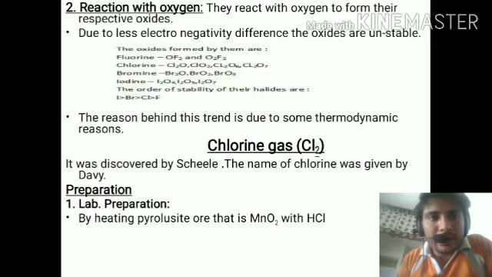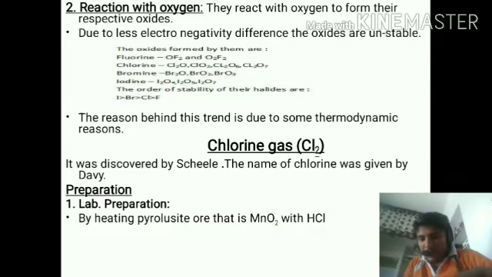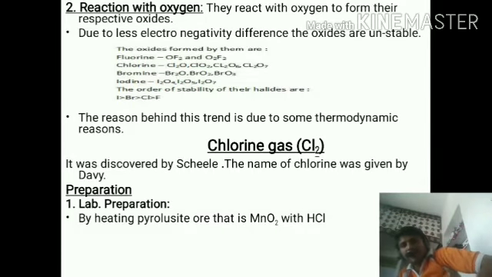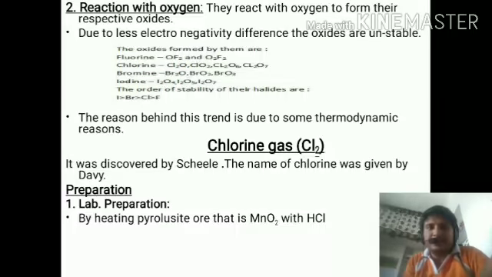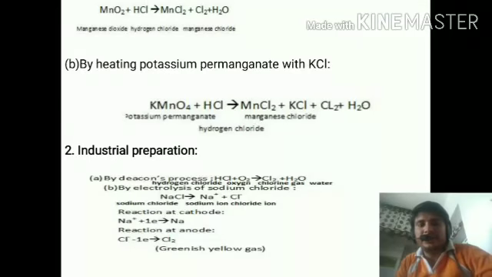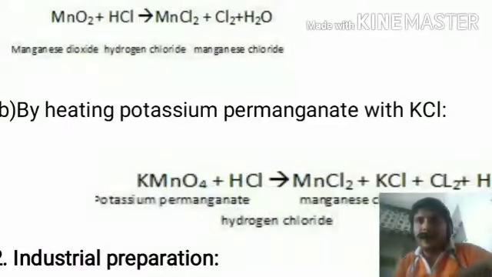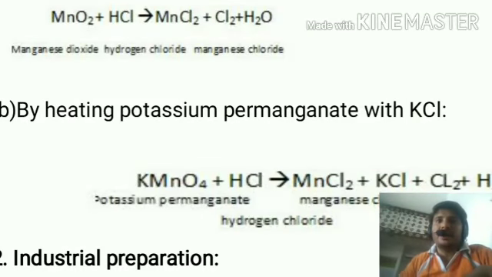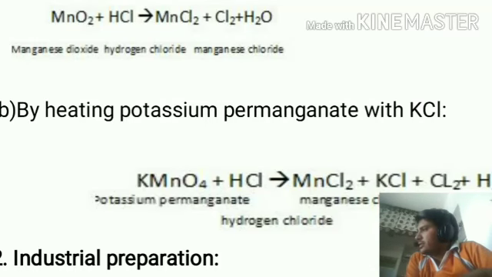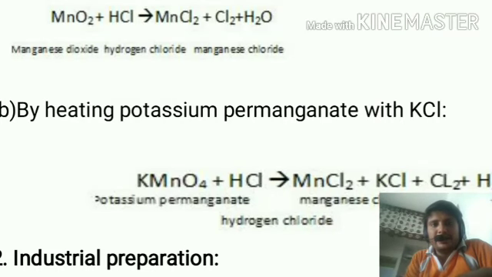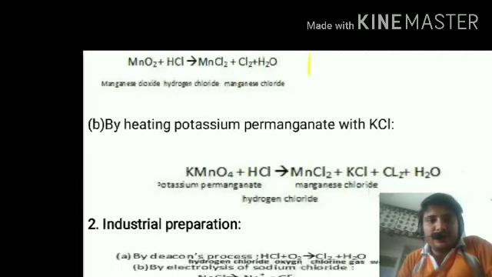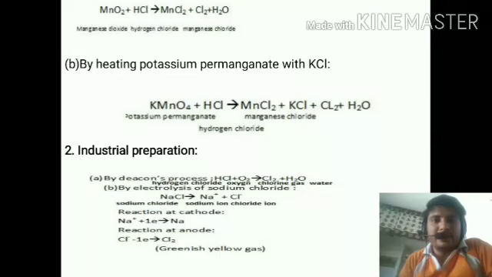And how can it be prepared? It is simply prepared from pyrolusite, meaning MnO2 reacting with HCl. When MnO2 reacts with HCl, it gives chlorine gas. This is the chemical reaction. You can see it: MnO2 reacts with HCl to give MnCl2 and chlorine gas. Another method of forming chlorine gas is when KMnO4, potassium permanganate, reacts with HCl and gives Cl2 gas.